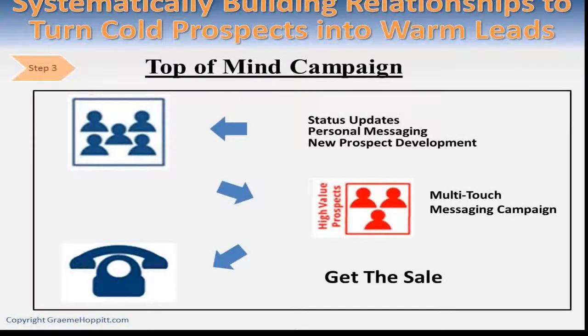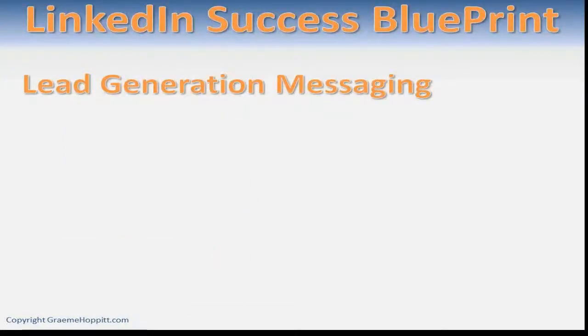Step 3 is about keeping yourself in front of these people, top of mind campaign as I call it. It's about personal messaging and updating your status to keep people informed of what's going on. You need a multi-touch messaging campaign, so you've got messages that you can send out at various stages of your interaction. And then ultimately maybe it's about getting someone on the phone. Only you will know what is right for your business and the value of your offering.